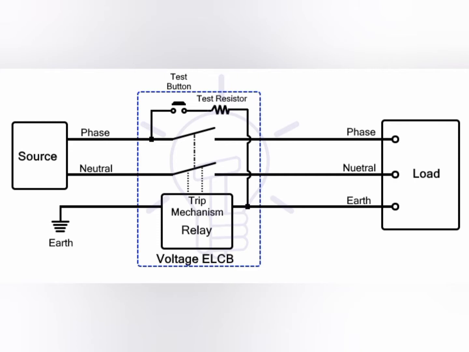Next, coming to the construction. As I said, a trip mechanism relay is connected in the earthing portion of your voltage ELCB. So whenever there is an unnecessary flow of current in the earth, the tripping relay automatically initiates the trip to your latching contacts, and the contacts get opened and separate the load and the source.